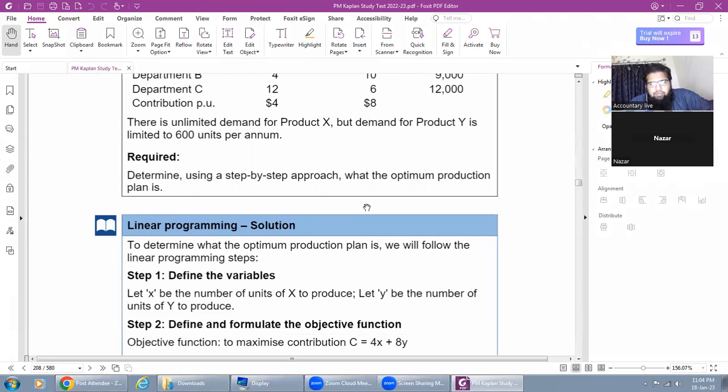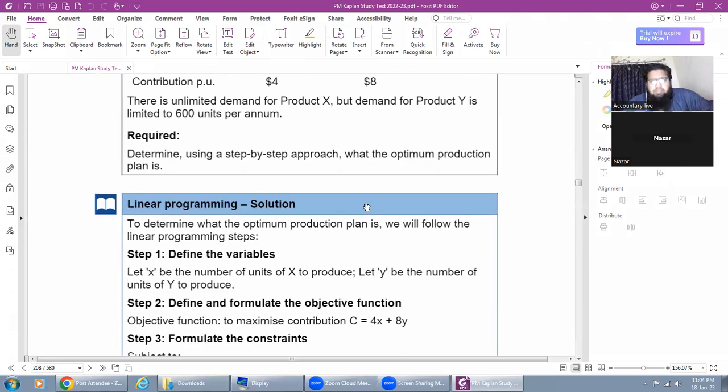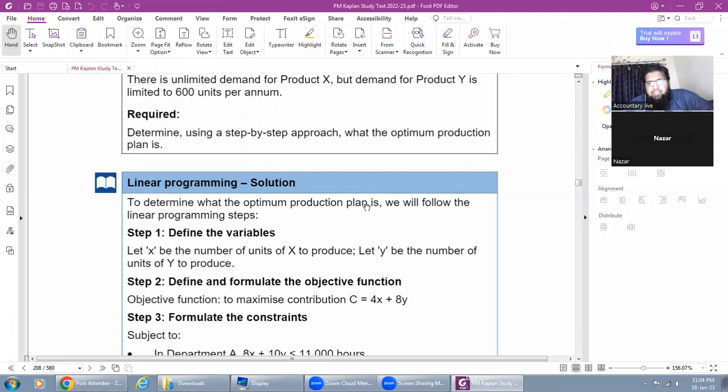First of all, we have to define the variables. Let X be the number of units of X to produce. Let Y be the number of units of Y. Here the product name and the variable name are the same, so don't get confused. Coincidentally, the names of the products are also X and Y.